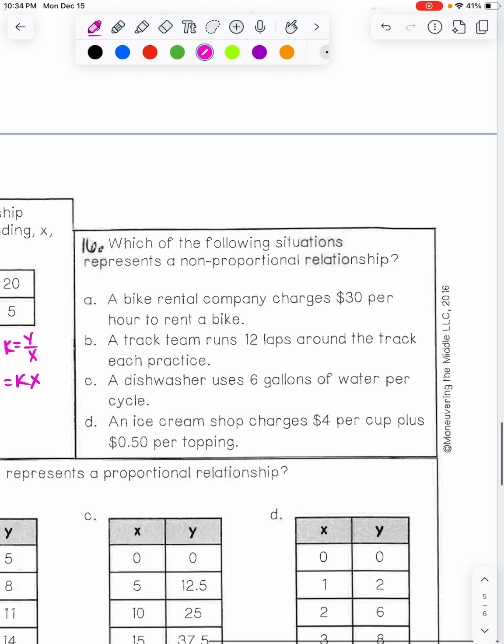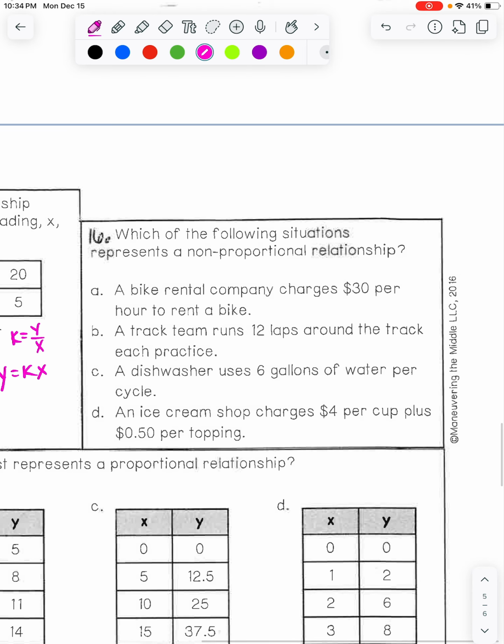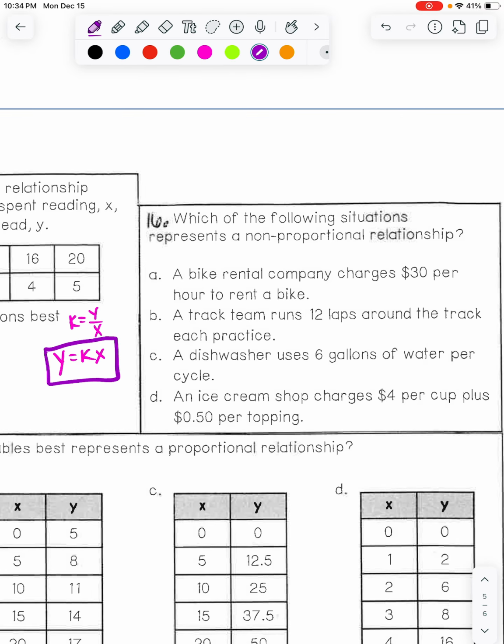Number 16, which of the following represents a non-proportional? Okay, non-proportional. Remember we talked about proportions have to look like this. If you start adding or subtracting something, that's not proportional.